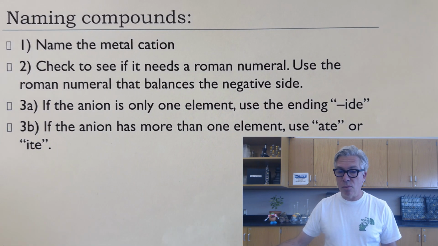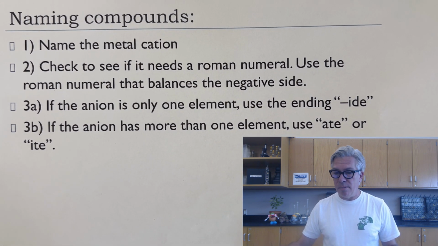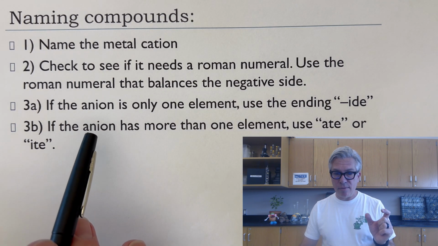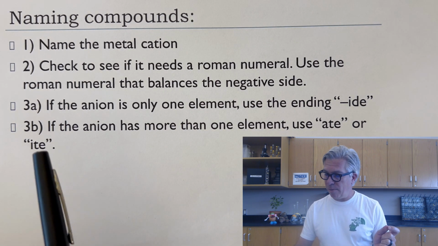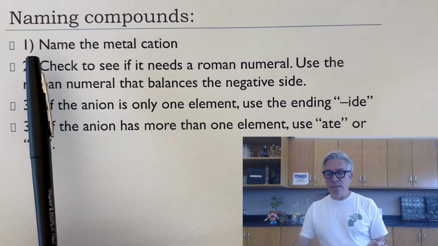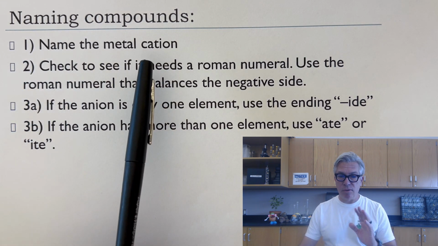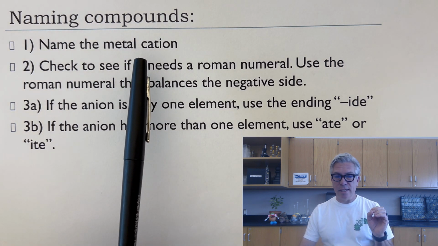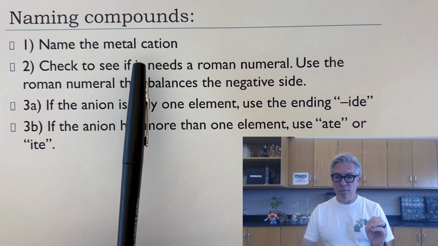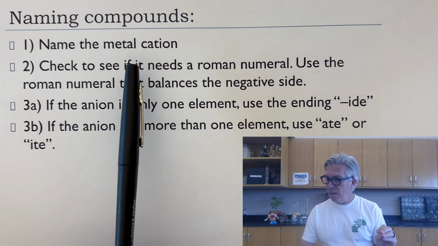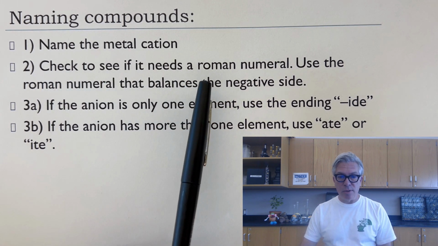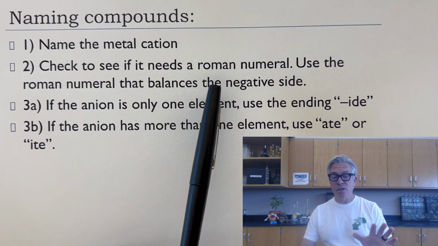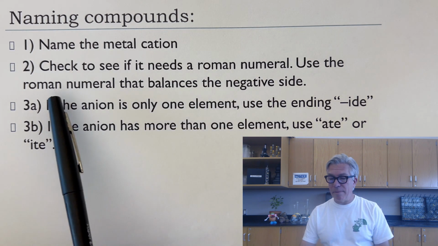When you're naming ionic compounds, it's easy to get carried away and write down more than what you need to do. So I'm going to give you a sort of laser focus moment. When you're naming ionic compounds, name the metal. Just whatever metal is there, write it down. You don't have to say the word ion, just say cobalt or sodium or strontium. Check to see if it needs a Roman numeral. This is where you're going to need your periodic chart of ions. Use the Roman numeral that balances the negative side.